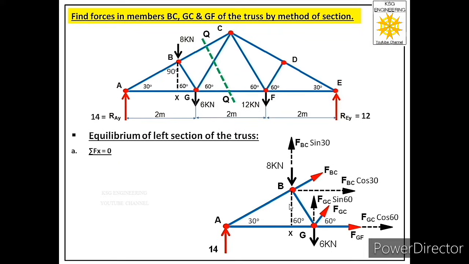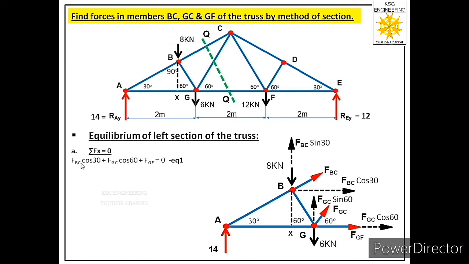So how many forces are acting in x direction in this particular free body? There are three forces. First is FGF, then FGC cos 60, then we have FBC cos 30. So these three forces are acting along x direction and these are acting towards right. So we will consider these three positive. So equation will be FBC cos 30 plus FGC cos 60 plus FGF equal to 0.